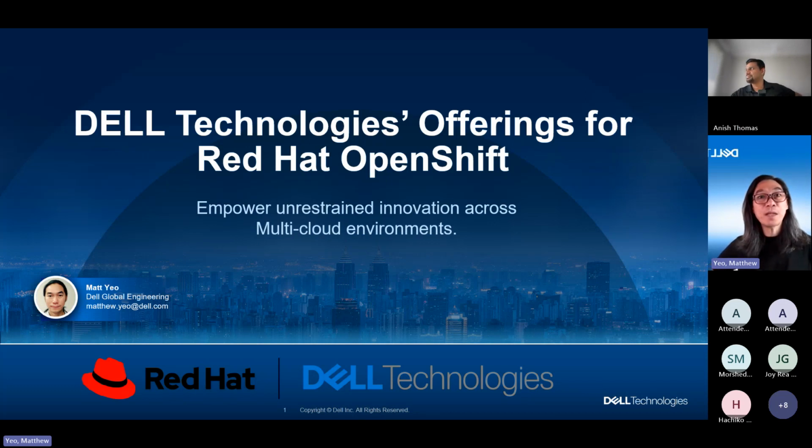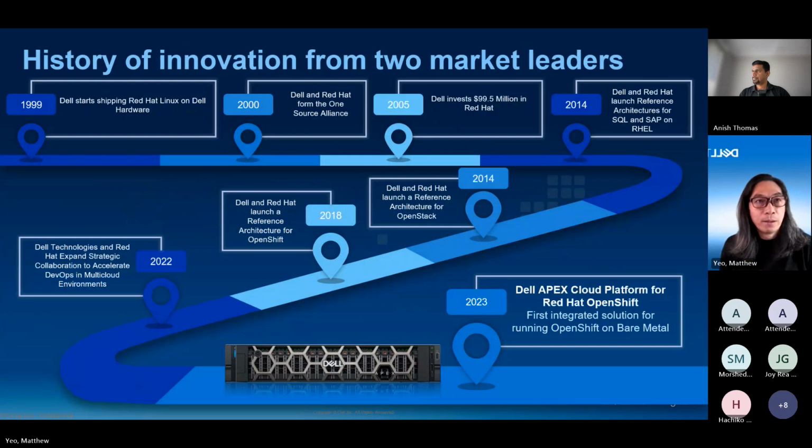All right. My name is Matt. I'm from the global engineering team. I'm not part of sales at all, so I'm mainly technical. If you have any questions about technologies, how we actually build, or how we work with Red Hat, specifically around the ACP, or Apex Cloud Platform, I'm the guy you can go to.